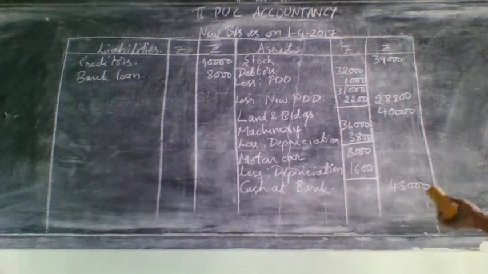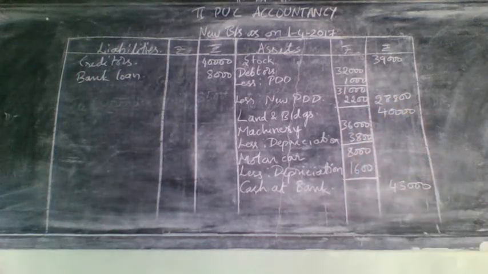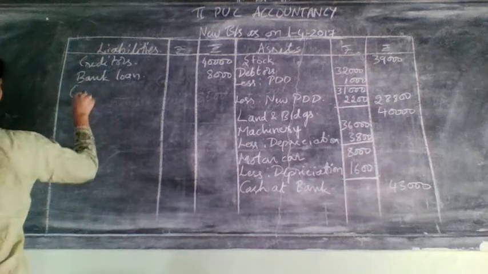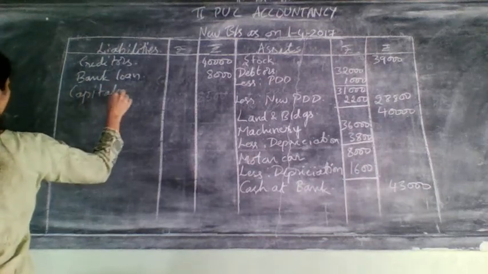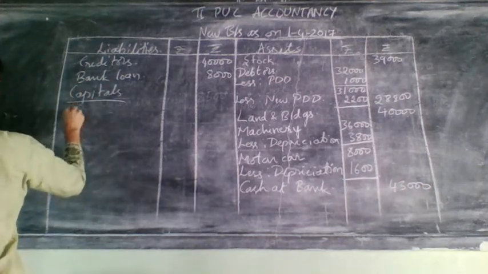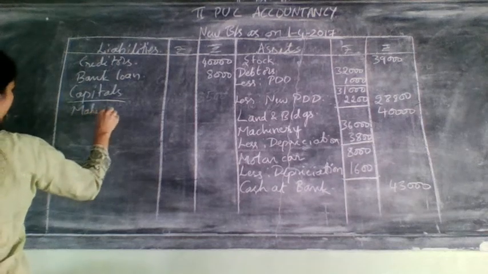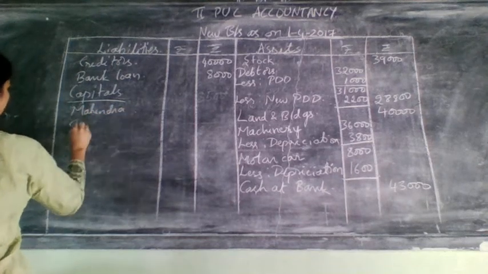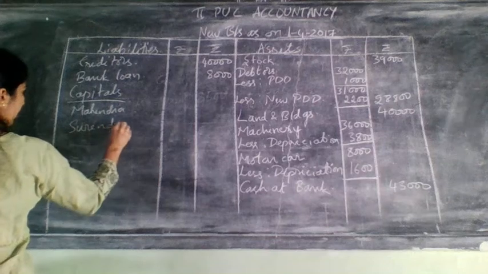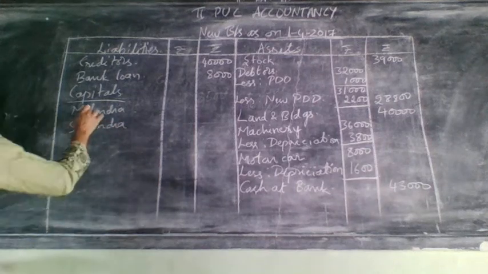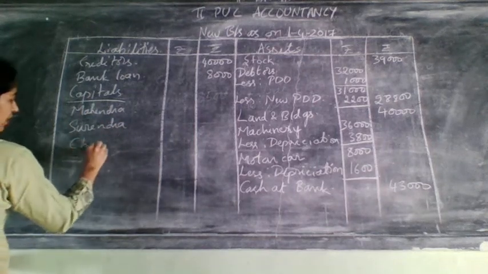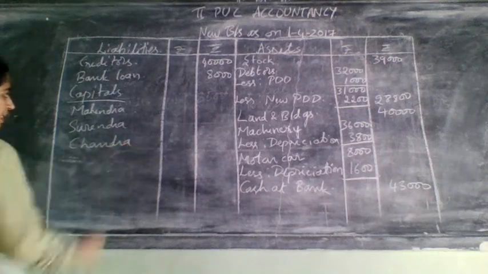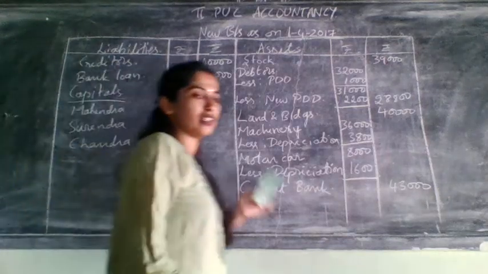Next, after writing creditors and bank loan, we need to go for the next item, that is capital. Write all the partners' names and capitals. Who are the partners? Mahindra, Surendra, and the last person, Chandra. So write their capital here in the inner column.